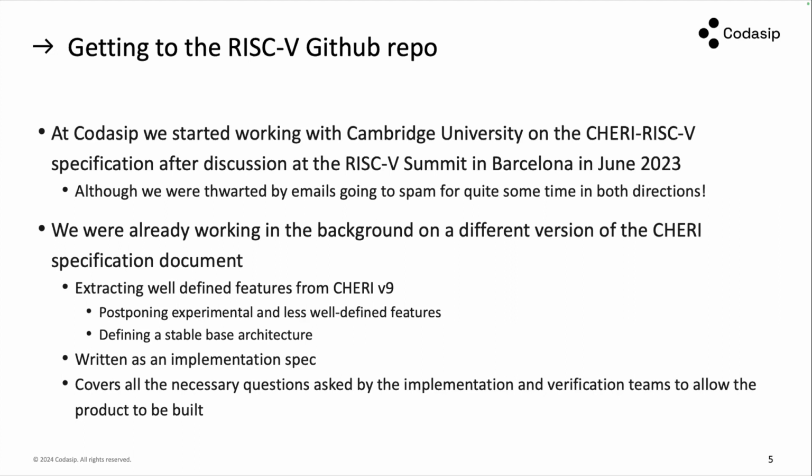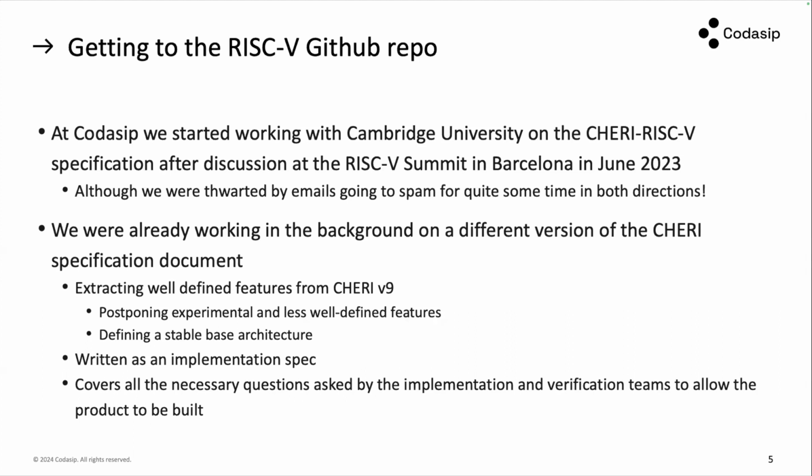But okay, so by that point, we'd actually started working on a different version of the spec document. What we were trying to do was take the more mature features from the Cherry V9 spec. The Cherry V9 spec's enormous. It has all kinds of things in, some mature, some more experimental. So we were trying to find the more mature features, obviously spatial safety being the primary one, and define something stable enough, fill in all the gaps, make sure we could actually build it. And that's what we did. We wrote it as an implementation spec, as I said before, and covered everything the implementation and verification teams needed to know.